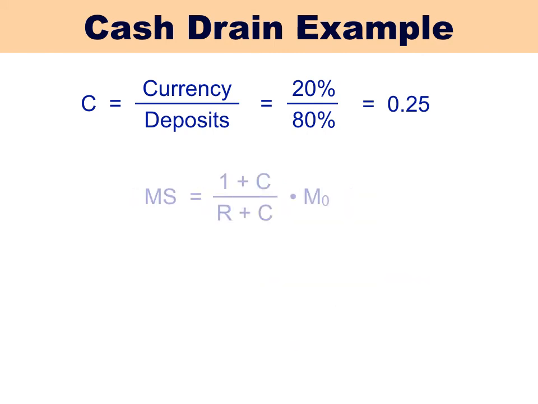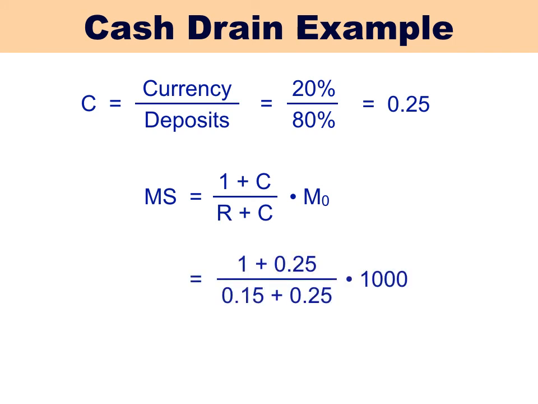Moving on to the money supply, 1 plus C over R plus C. If we go ahead and do this, of course we see that it is greater than the deposits because the money supply is equal to deposits plus currency. So the money supply is always going to be greater than the deposits unless there is no cash drain. The deposits can never be greater than the money supply. At best, money supply and deposits would be equal. Again, only if there is no cash drain.